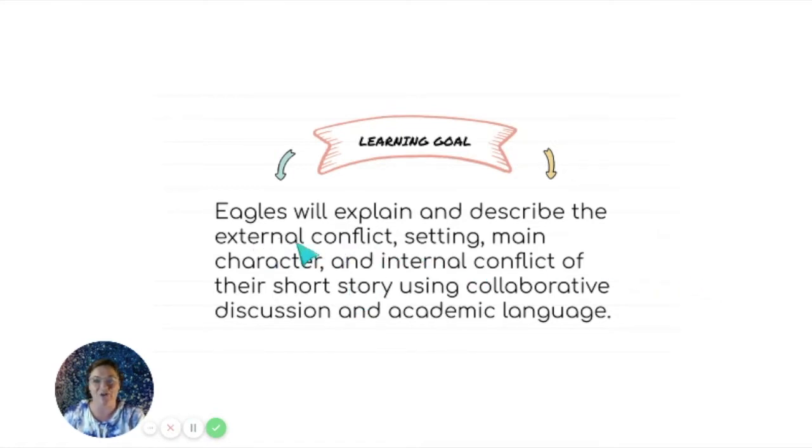So today you're going to start doing some brainstorming for your story that you're going to write for Embedded Assessment 1. So this is exciting. You're going to find out what external conflict you're going to use. You're going to think about the setting for your own short story, who will be your main character, and then what type of internal conflict will they be struggling with.